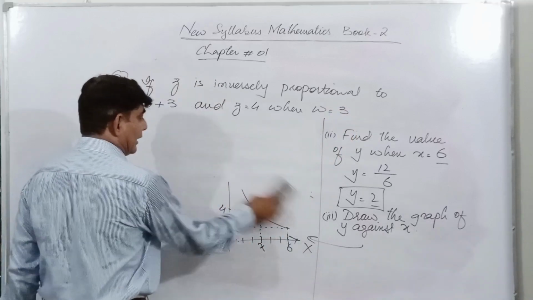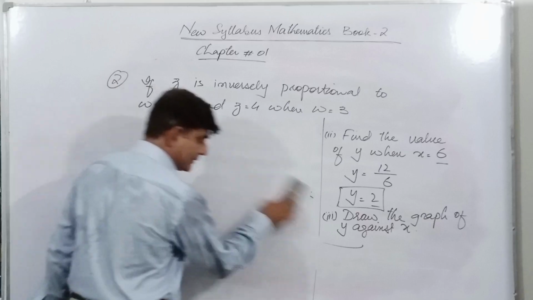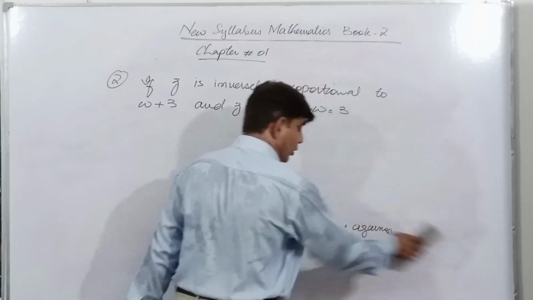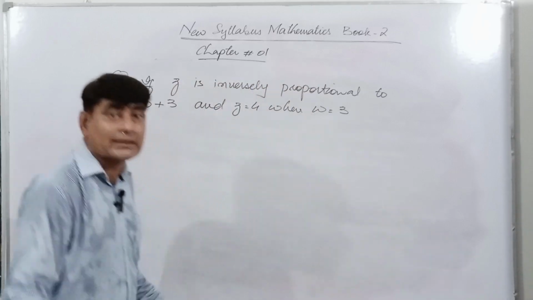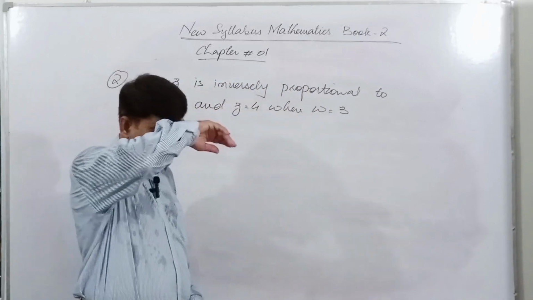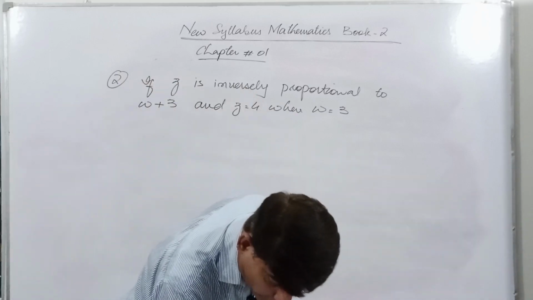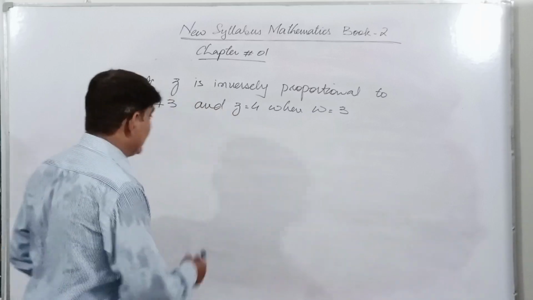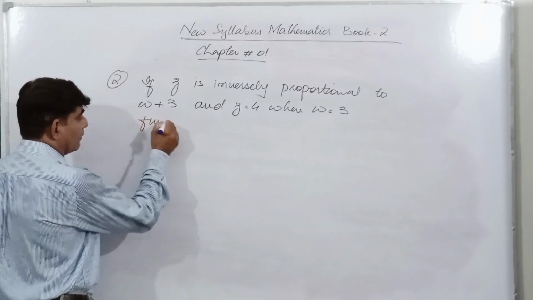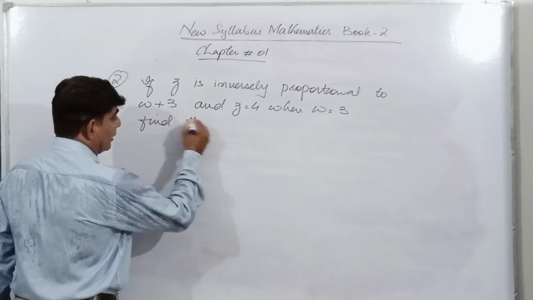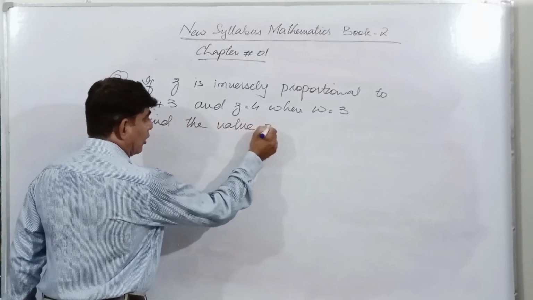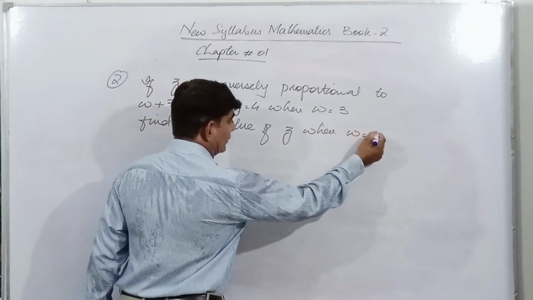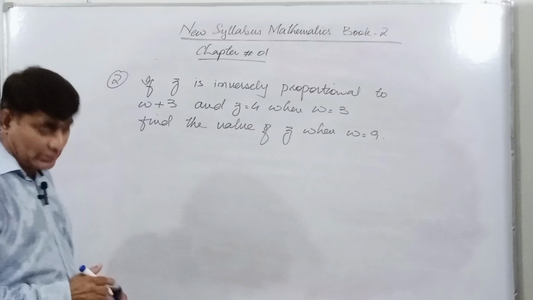Now the same information we are given. Yes, one complete set we are given, and a relation is defined in the question. What is the relation over here? Inversely proportional. And w equals 3. Find the value of z when w equals 9. This is the complete question.